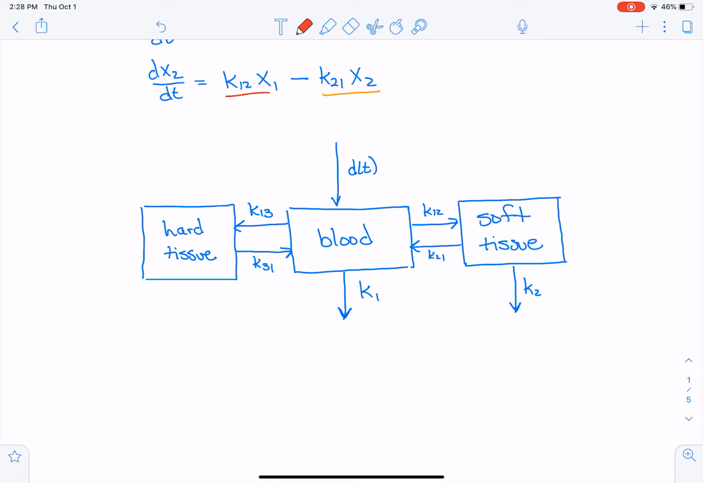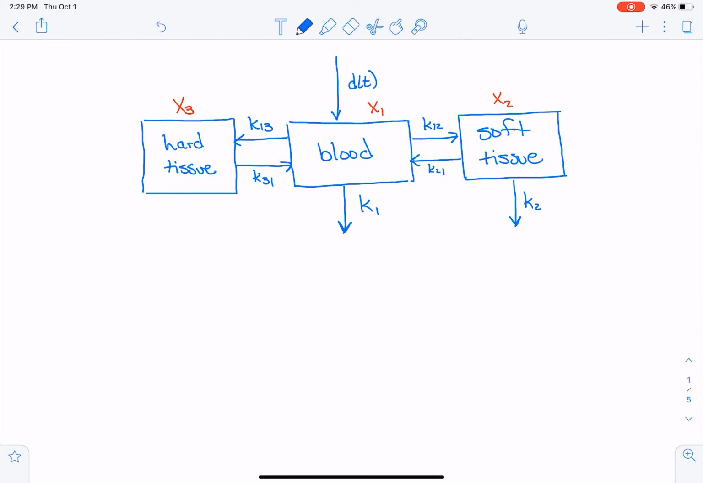Okay, and that's a system with three compartments. We'll label these three compartments X1 for the bloodstream, X2 for the soft tissue, and X3 for the hard tissue. And then it's just a matter of setting up a set of differential equations to describe the amount of the drug in each of the three compartments. So dx1/dt, following the same pattern that we used before, where we describe the rate at which the amount of drug in the bloodstream changes based on these arrows flowing in and out of the bloodstream.